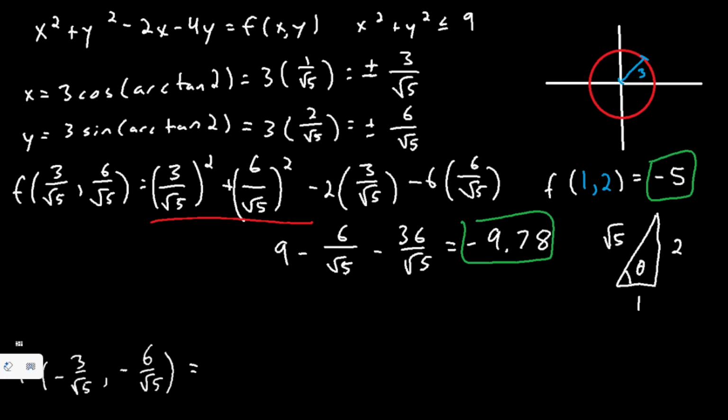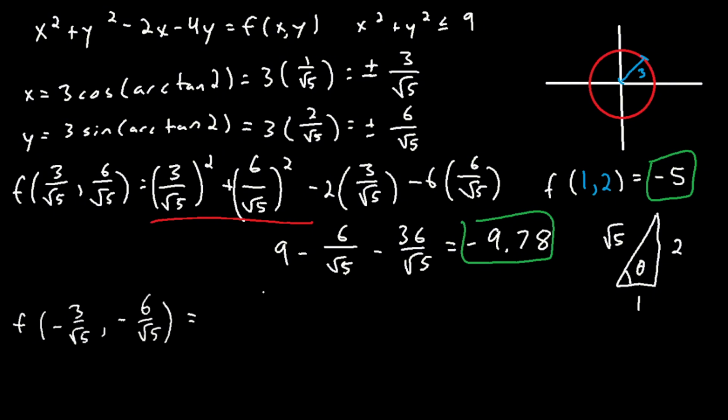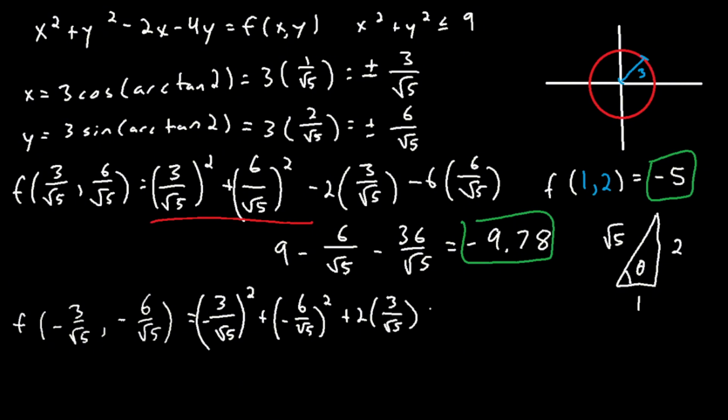And then we have to plug in for this guy here. So for this, again, we have to do everything again. This is squared plus negative 6 over square root of 5 squared minus 2, technically plus 2, 3 over square root of 5 plus 4, because the negatives cancel out. That's why I'm putting plus. Negative here cancels out with the negative here. Plus 4, 6 square root of 5.